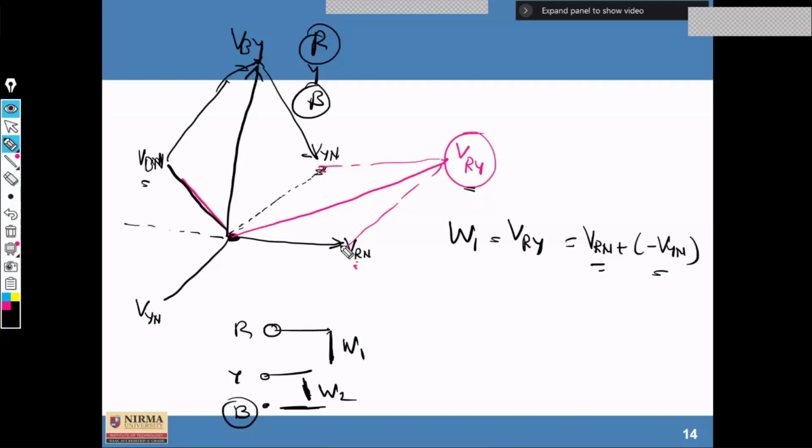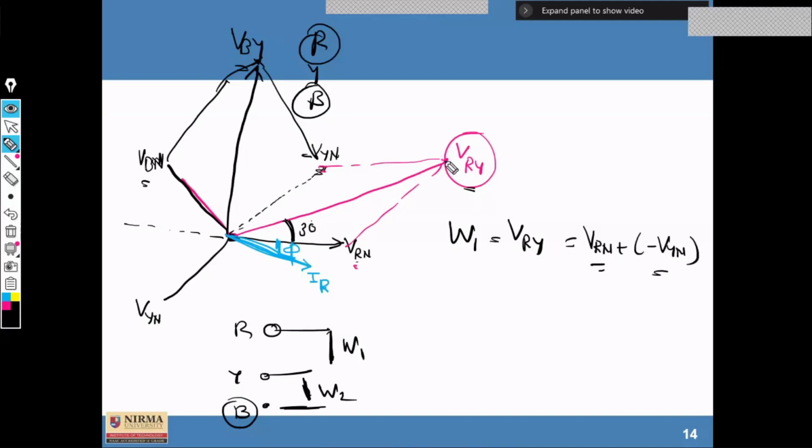Suppose this is VRN, and if we have the current for an inductive load, this is the current, or we can say IR current. Clear? Then there is an angle phi. Now, what is the angle here? We already discussed that. This is an angle 30.